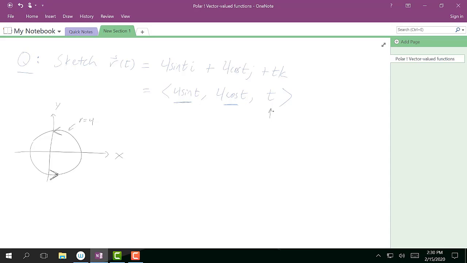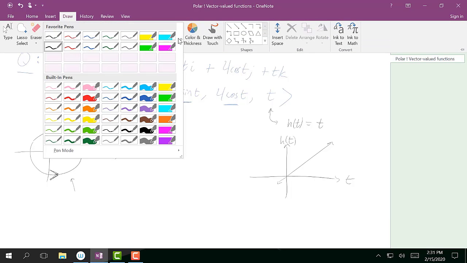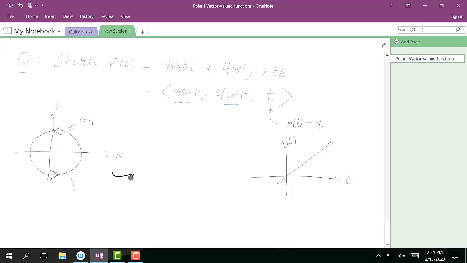In particular, a circle of radius 4 centered at the origin. And as t increases, z is going to increase linearly with it, because this function right here is just h of t equals t. As t increases, h of t increases. I guess we can go negative, it doesn't really matter. All the while this circular motion is happening, in the z direction we're just going straight up. Let's combine these two pictures to get what's really happening.